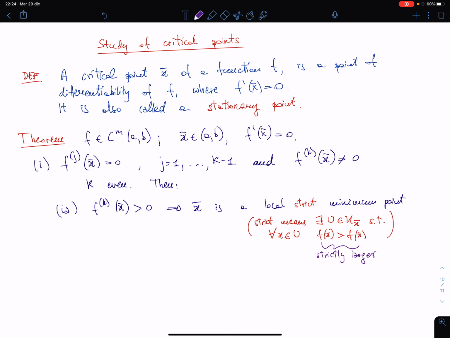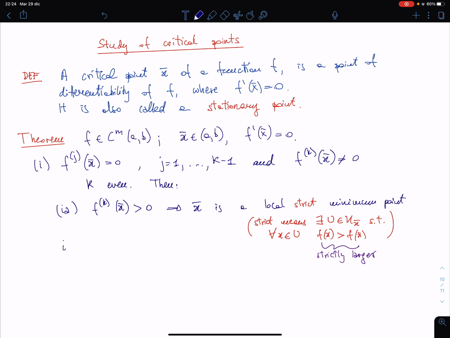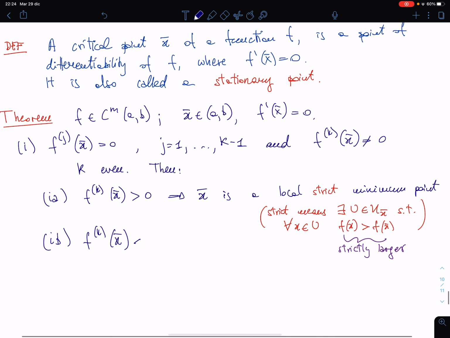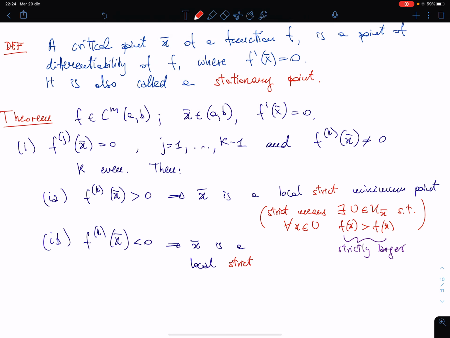So this is 1a. Second, 1b. f^(k), remember that k must be even, we are in the case of k even. f^(k) of x bar is smaller than 0, then x bar is a local, again strict, maximum point. Okay, this is the first case. The first case corresponds to k even.